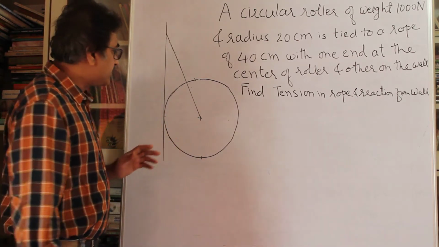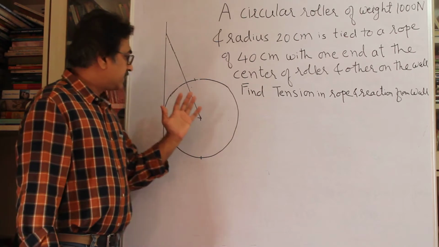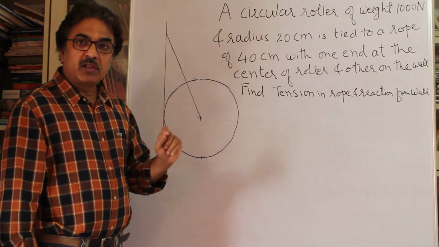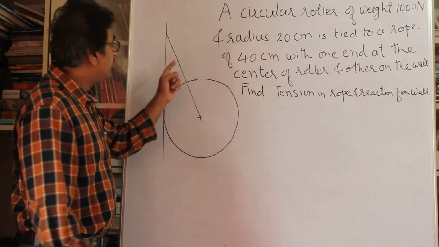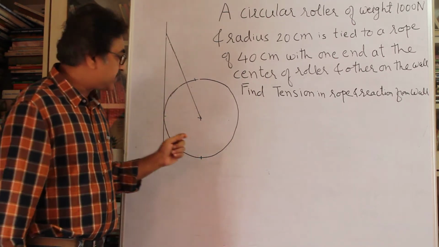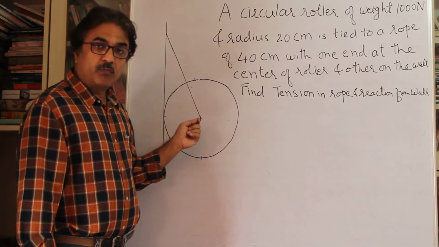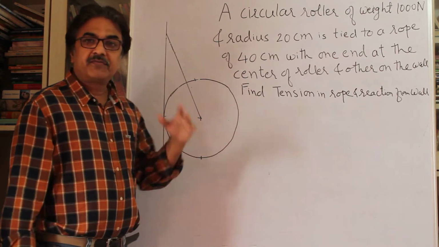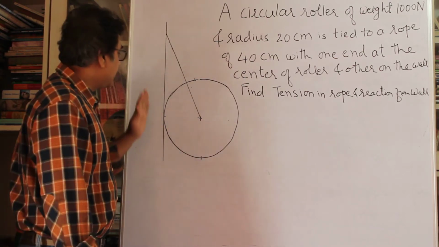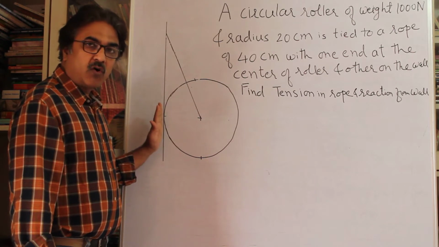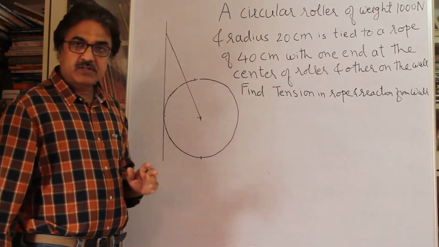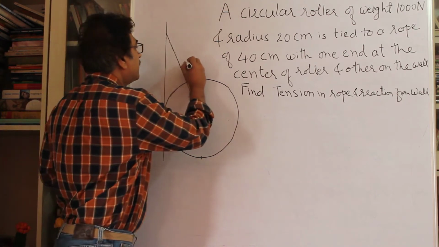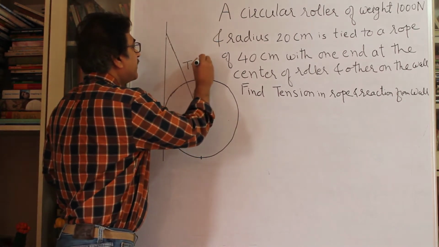And the problem states that there is a circular disc. One end of the rope is attached to the wall, this is a rope, and the other end of the rope is tied to the center of the disc, okay, and the disc has a weight of 1000 newtons. Fine. The disc is resting against the wall, right? So you are asked to find out what is the tension in this rope. This is question number 1.